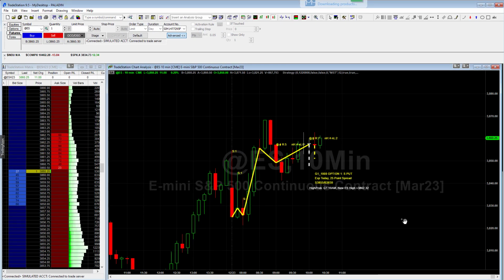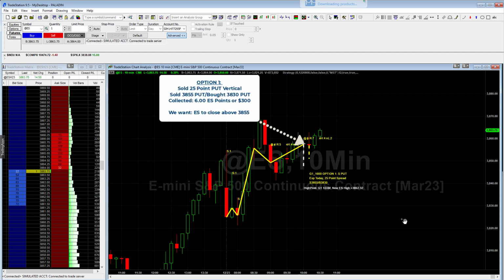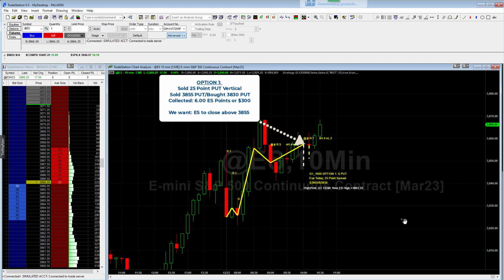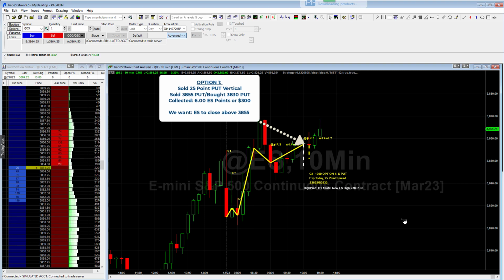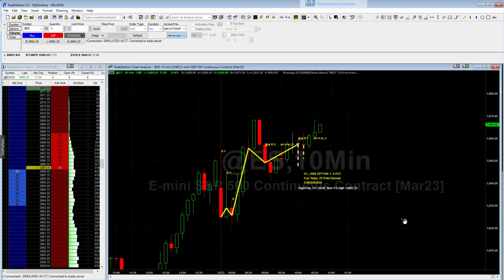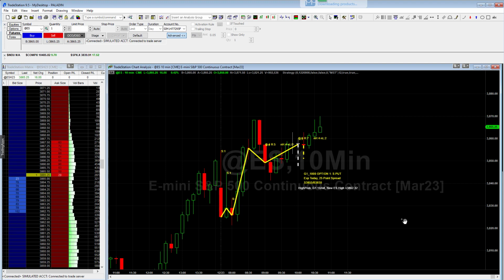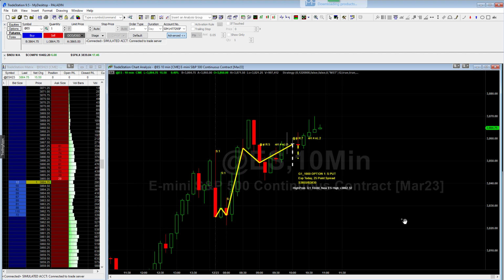And what you see here is that it actually did place the options trade. We ended up doing a put spread, and we sold the 38.55 puts and bought the 38.30 puts. So that's the trade we made, and when we issued that trade, we collected about 6 points of premium, which is about $300. We're hoping that the market closes above 38.55, and if it does, then we keep that premium. And these are options that expire the same day.